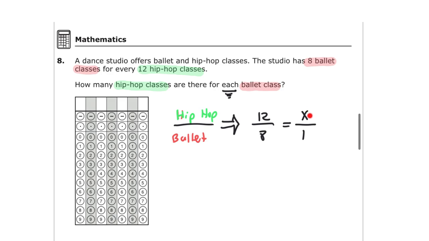Okay, this number. So what I've done for my student watching is I've set up what's called a proportion, where I took the original relationship that they had mentioned, which is 12 of these for every 8 of these. And I made sure I'm keeping hip hop on top for now. So it's 12 over 8. And I'm comparing it to some other fraction where we are analyzing each ballet class. So that means there's only going to be one down here. And we need to find out what this number is.